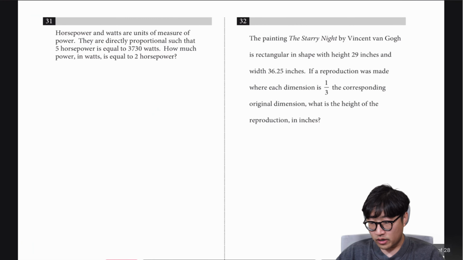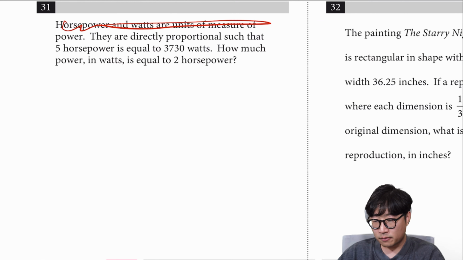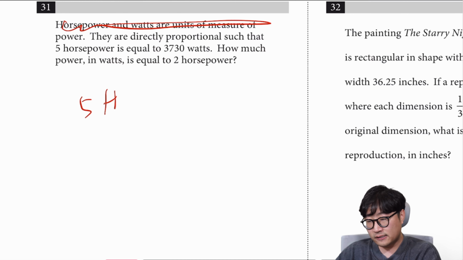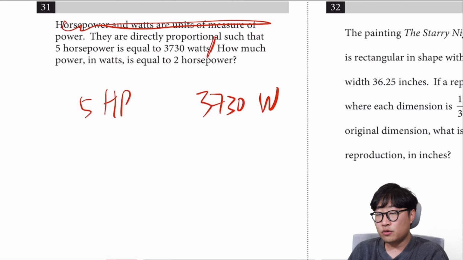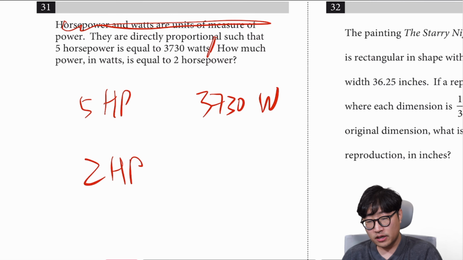All right, number 31. Horsepower and watts are units of power. They're directly proportional such that 5 HP is 3730 W. How much power in watts is 2 horsepower? So 2 HP is how much?